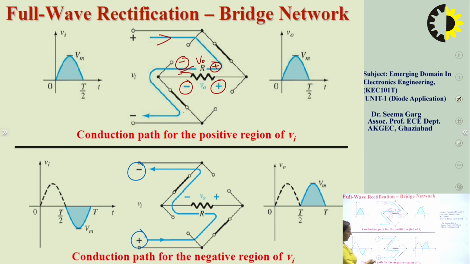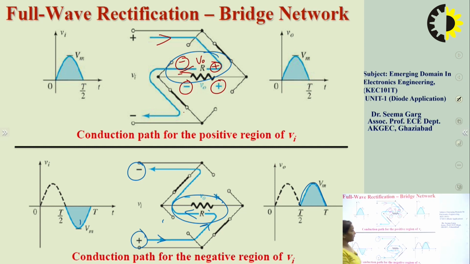Again, current is flowing from the higher potential to the lower potential. So now the current direction will be like this, and we can see in both the cases, the direction of the current through the load resistance is the same. That means during the negative half cycle, that is the second half cycle, again the direction of the current will be same across the load resistance, and that is how we get the output voltage that is unidirectional. The bidirectional signal has been converted into the unidirectional.